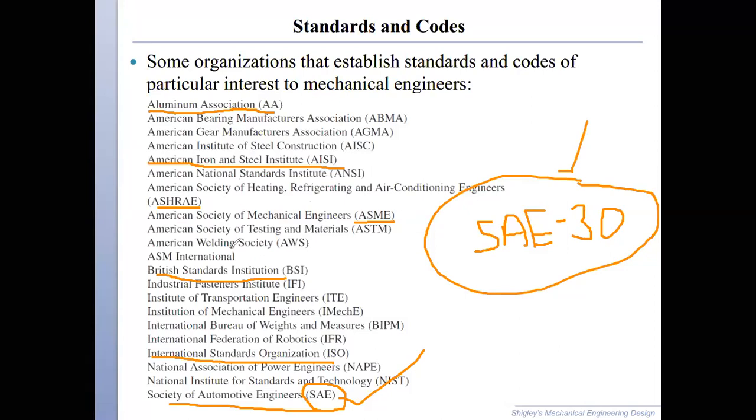Similarly, as we have the American Welding Society, if you have used welding rods, they will have certain properties, there is a specific number for that. So there is a specific standard yield and ultimate properties when you use that welding rod, and so on. So these are standards, and again, these standards would bring interchangeability, uniformity, safety and efficiency into your design.